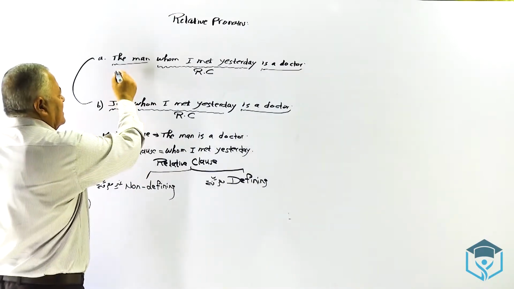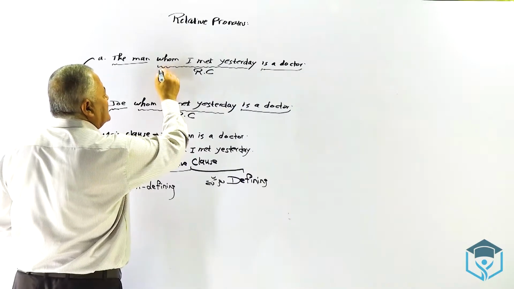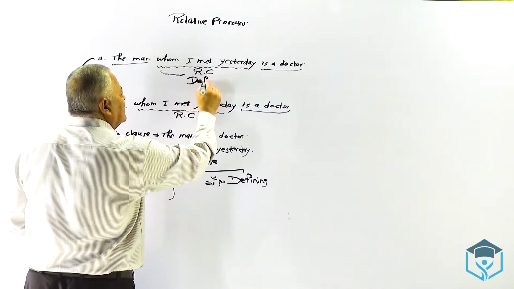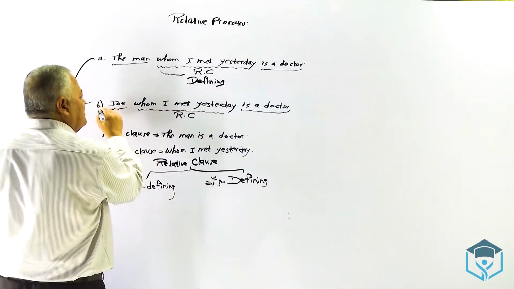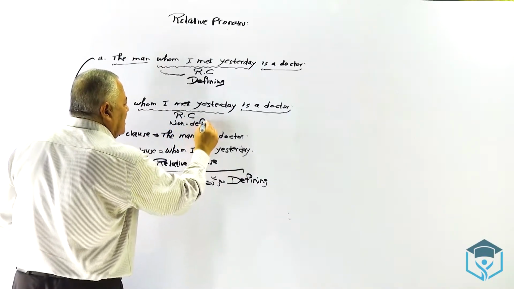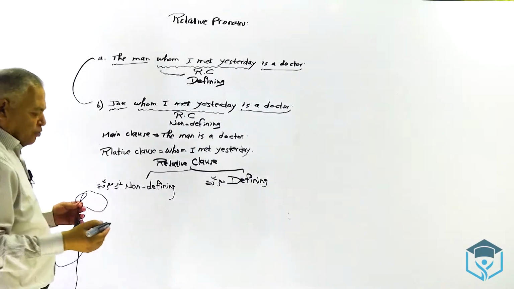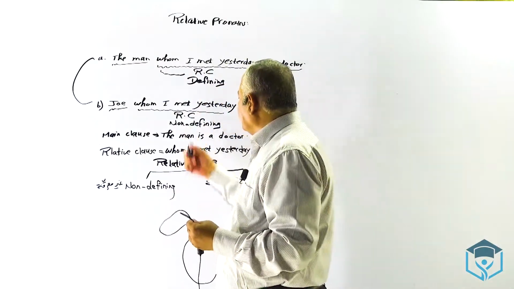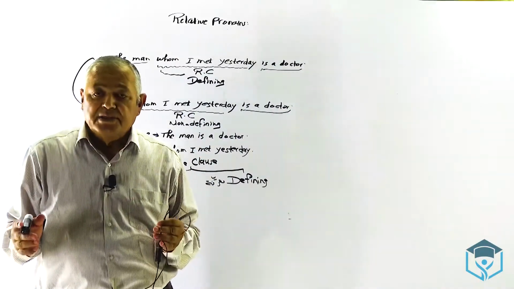In sentence A, the man whom I met yesterday is a doctor. Whom I met yesterday in sentence A is defining. But whom I met yesterday in sentence B is non-defining. If someone asks, how can this be? ممكن أحدكم هنا شباب يسأل كيف يا أستاذ هذا؟ كيف يعني في sentence A defining but in sentence B non-defining؟ Okay, let me simplify this point for you.